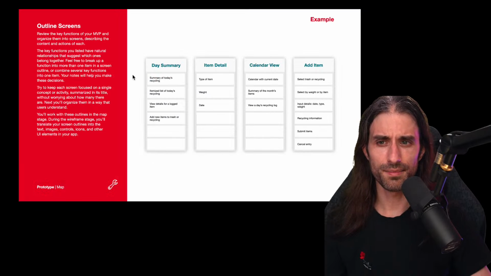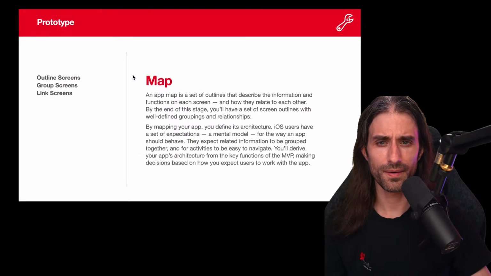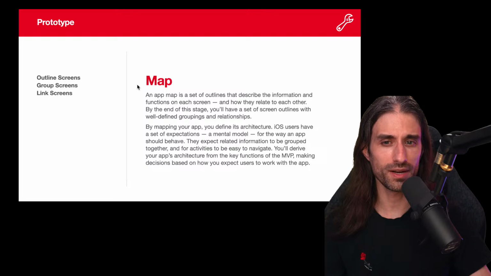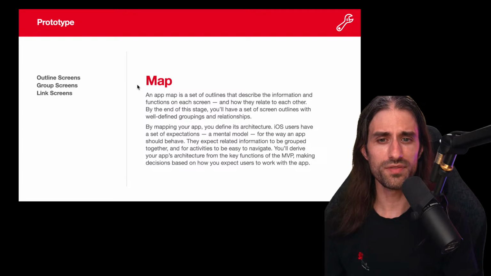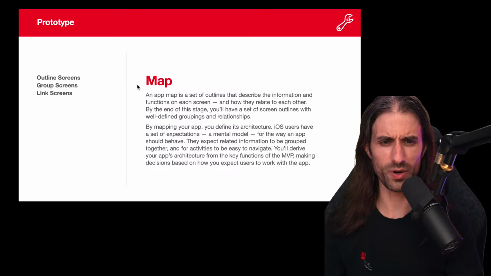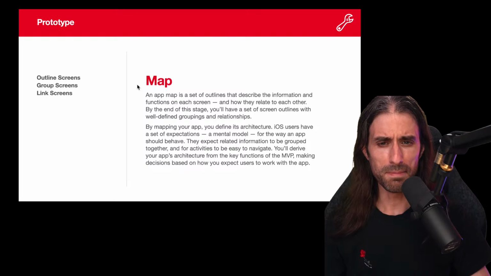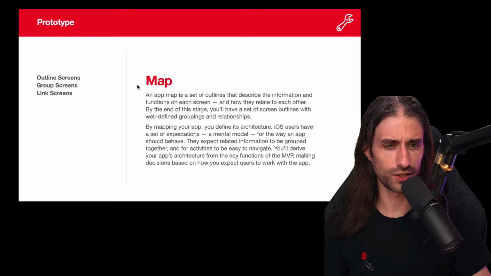Okay, so they give the example of, oh no, it's not an app about a map, it's about making a map of your app. So an app map is a set of outlines that describe information and functions on each screen and how they relate to each other. By the end of this stage, you'll have a set of screen outlines with well-defined groupings and relationships. By mapping your app, you define its architecture.